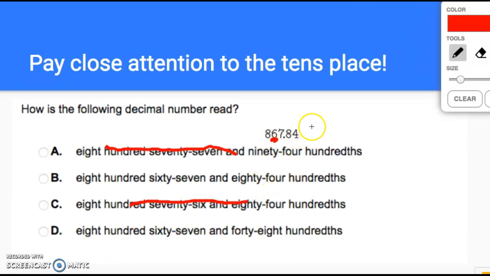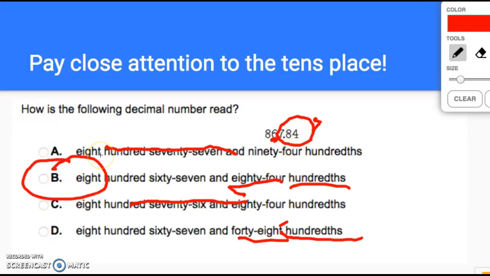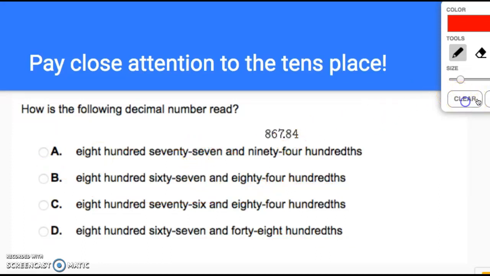Now, I've got to look to the right of the decimal to finish it up. 2 places to the right of the decimal. The first one is the tenths. The next one is the hundredths. So my answer has to be in the hundredths. Oh, look, they both are. Yay! So now we have to look at this part. 84 and 48. If I were just looking at it all by itself, that number is 84. So that tells me my best answer here is B. 867 and 84 hundredths.